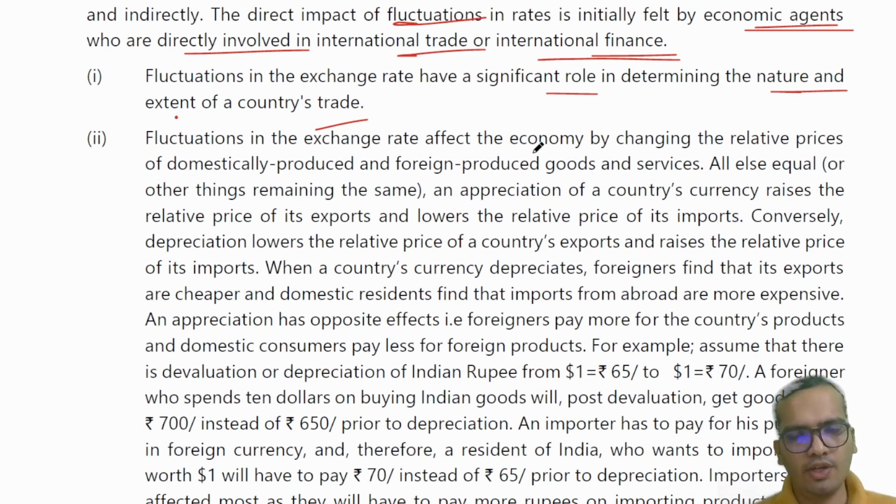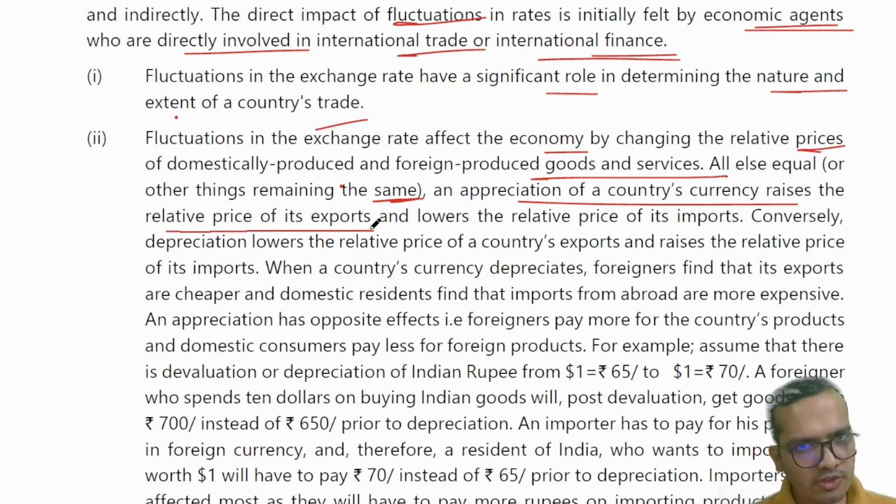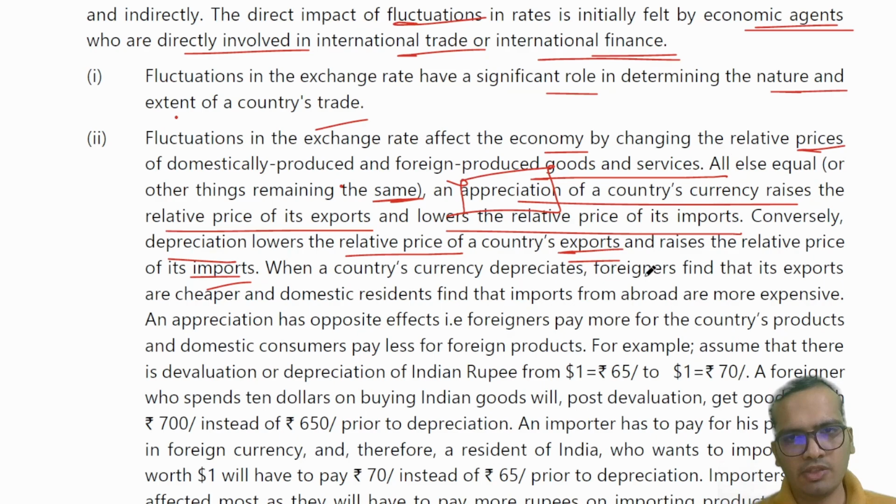Fluctuations in the exchange rate affect the economy by changing the relative price of domestically produced and foreign produced goods and services. All else equal, or all other things remaining the same, an appreciation in a country's currency raises the relative price of its exports and lowers the relative price of its imports. Appreciate हो रहा है तो. Conversely, depreciation lowers the relative price of a country's exports and raises the relative price of its imports. When the country's currency depreciates, foreigners find that its exports are cheaper and domestic residents find that imports from abroad are expensive.